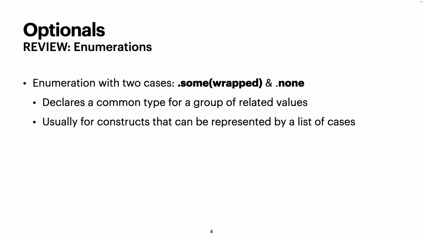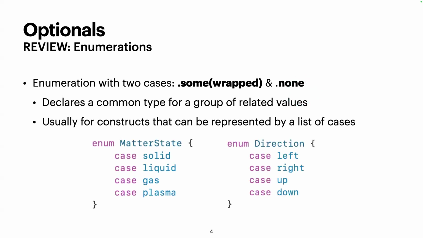So, jumping into optionals, let's talk about what we experienced in the latter part of the last lecture, which is enumerations. An enumeration declares a common type for a group of related values, and it's usually for constructs that can be represented by a list of cases. For example, here we have two enums: matter state, which represents four states of matter, and direction, which represents four directions. We can encapsulate these different cases into a single abstract entity, which is an enumeration.